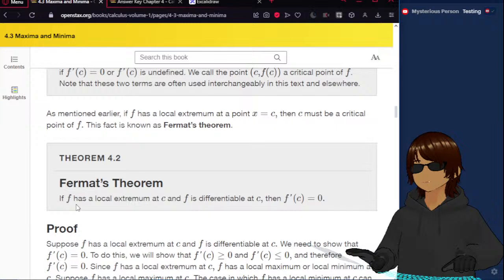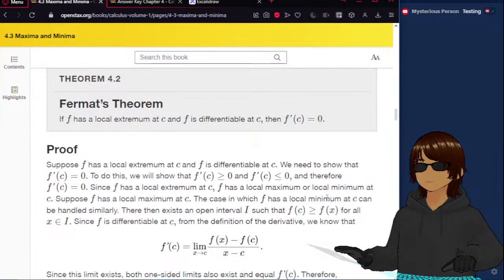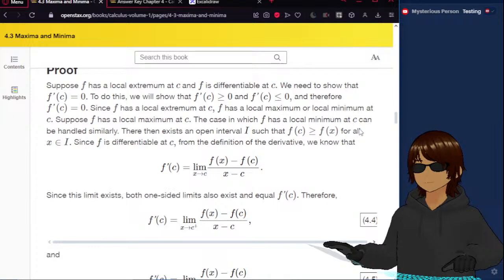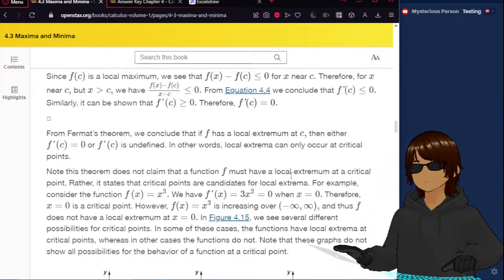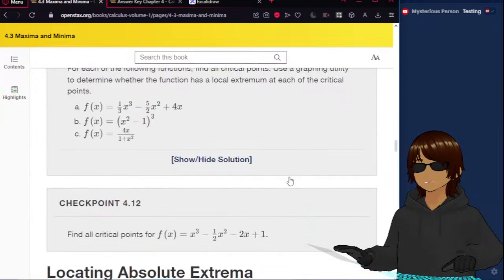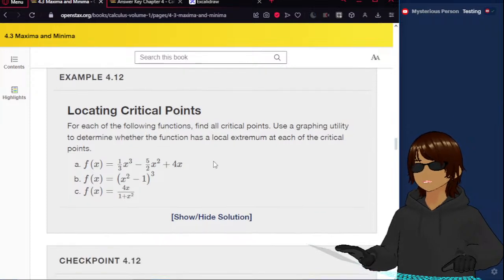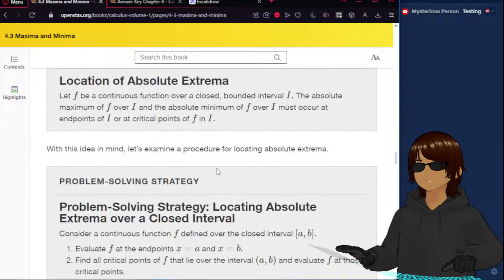Fermat's theorem: if f has a local extremum at c and f is differentiable at c, then the derivative at c is 0. Okay. So all absolute extrema are local extrema, right?